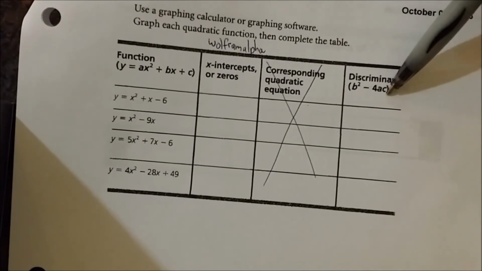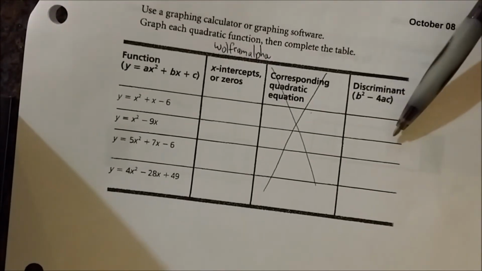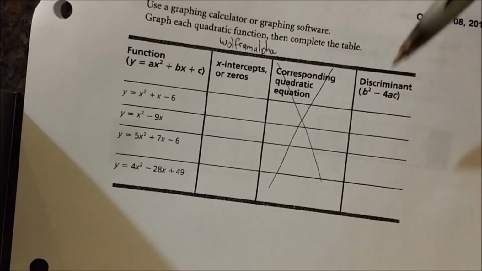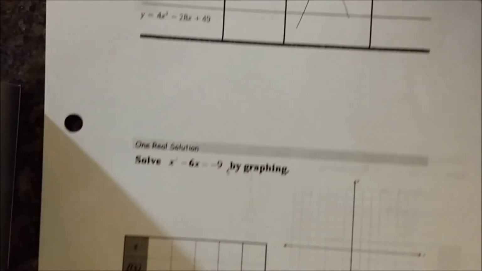You can calculate the discriminant. Before you graph it, just verify how many roots you're expecting, so you can predict how many roots you're going to get. I'll be checking this one later.